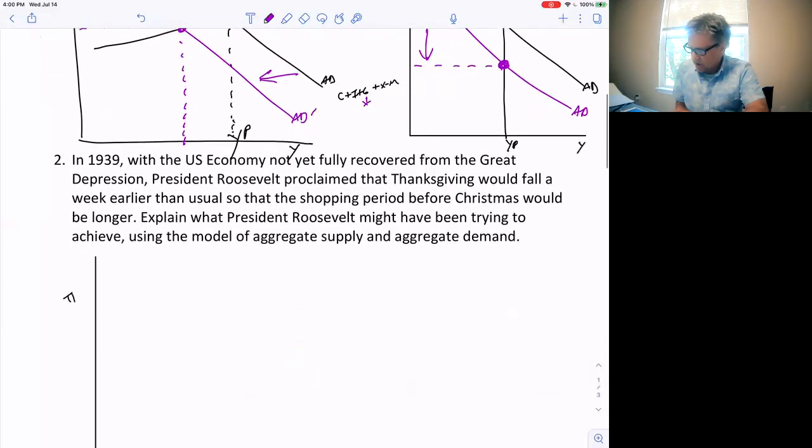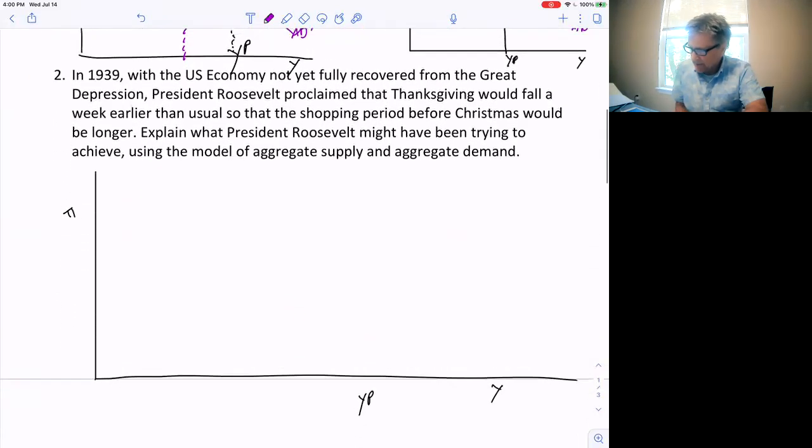And what about the next question here? Number 39, the economy is still below potential. And Roosevelt says Thanksgiving is going to fall a week earlier. The result of that, whether he intended this or not, is to give people more time to go out and spend for Christmas.